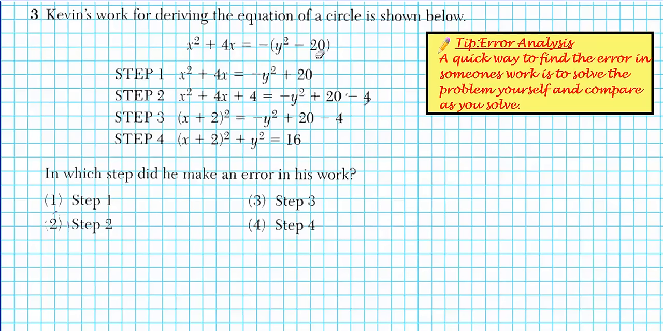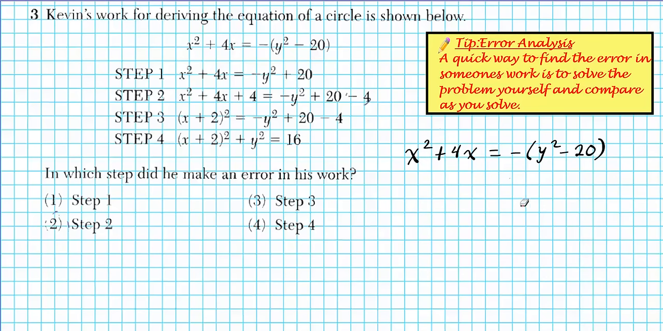I'm going to solve this problem. My goal is to convert this equation into center radius form as we have here. And as I walk through each of my steps, I will compare it with the work of Kevin and see if we have an agreement or not. Okay, so the problem is x squared plus 4x equals negative quantity y squared minus 20.